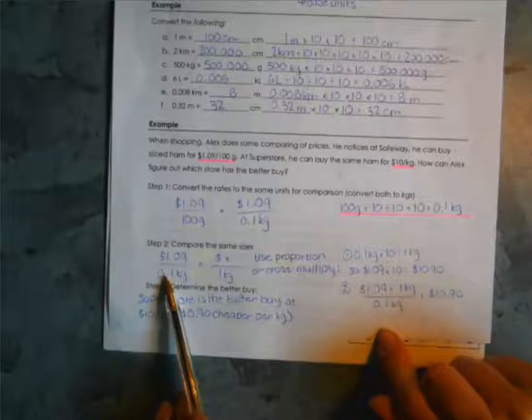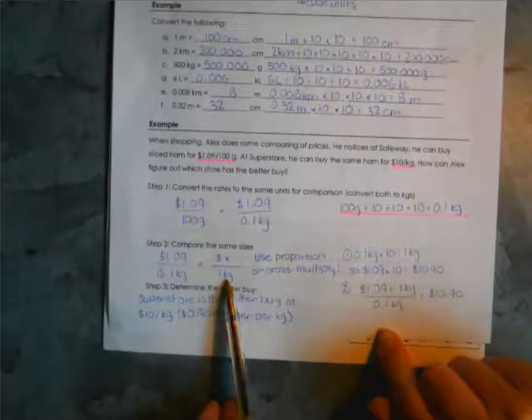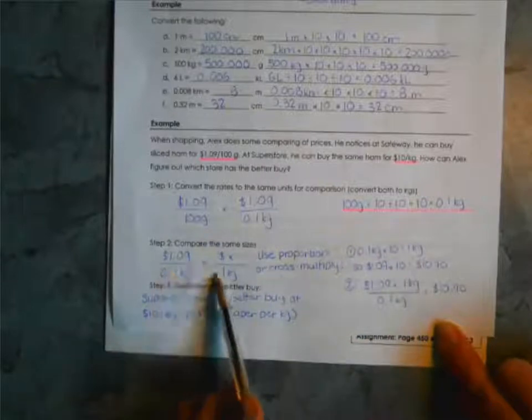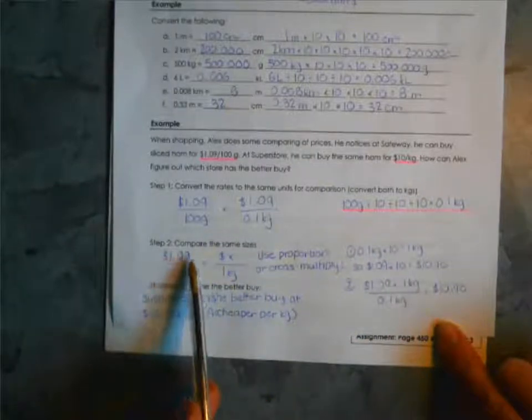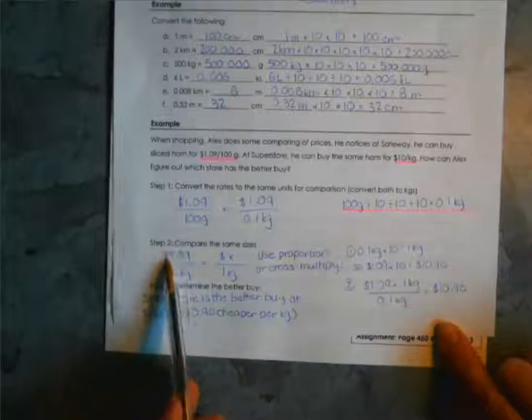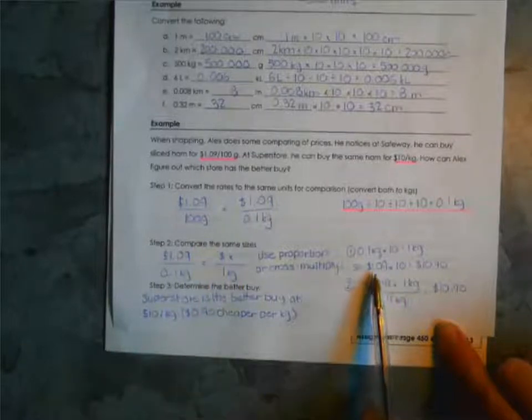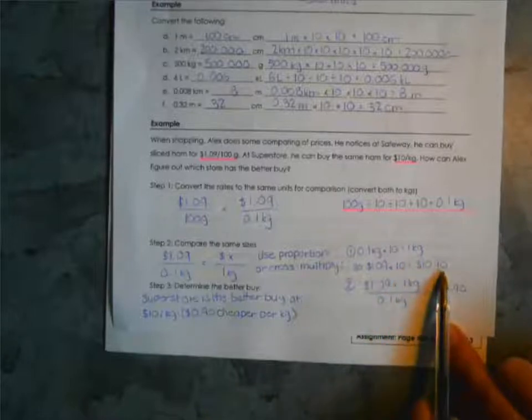This is actually changing the mass. 0.1 kilograms is not equal to 1 kilogram. Because I had to multiply that by 10 to make it into 1 kilogram, which is a different mass, these masses aren't equal, which means I also have to multiply my top value by 10 in order to keep these ratios equal. So $1.09 multiplied by 10 brings me to $10.90.